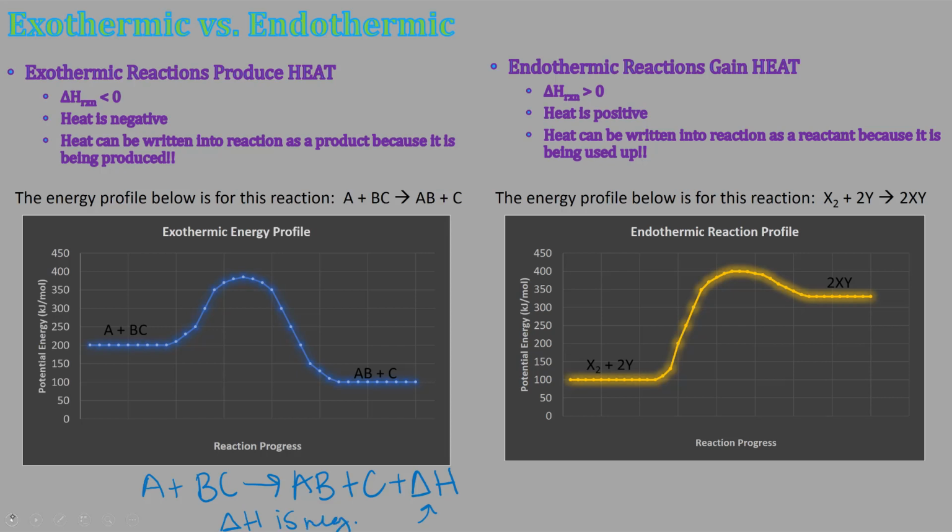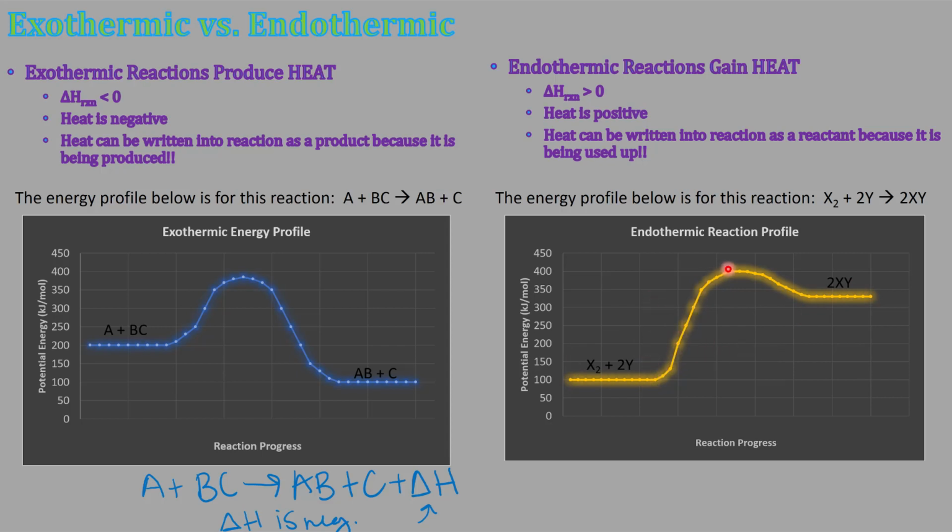Okay, so in an endothermic reaction, which is all over here on the other side, endothermic reactions gain heat. So if we look down here at this reaction profile, this reaction is x squared plus 2y goes to 2xy, then the reactants have this low energy here, and the products have a much higher energy. So that means that this reaction has gained heat.